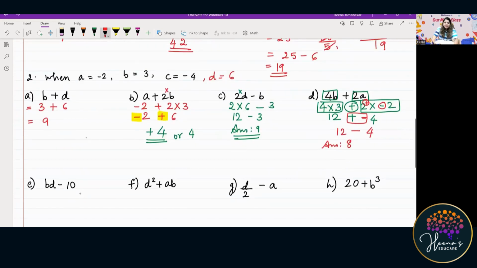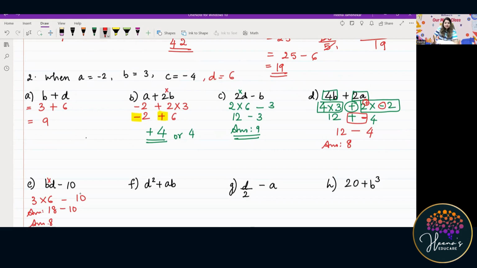Again, B multiplied by D. So if I do B multiplied by D, I have 3 multiplied by 6 minus 10. 3 multiplied by 6 gives me 18 minus 10, and 18 minus 10 is nothing but 8. So your answer is 8. Let's go for the next one.